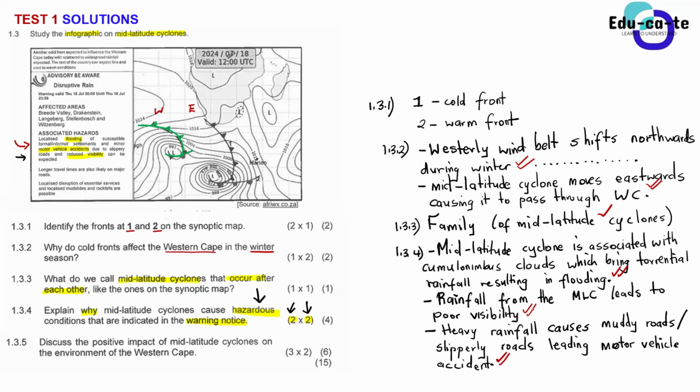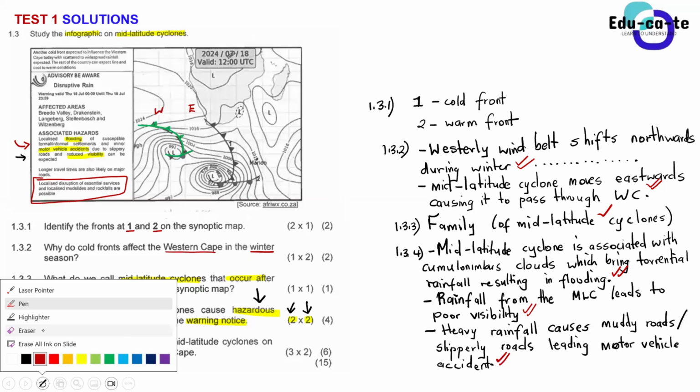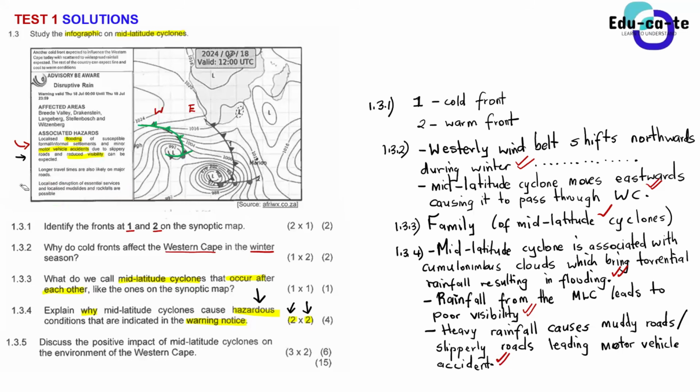There are many things. The mudslides and rockfalls that have been explained are part of the hazards as well. You can talk about rockfalls. When there's a lot of rainfall, there are also rockfalls and mass movements, and those are dangerous for us as people, and they are also caused by the strong winds from the mid-latitude cyclones. So do you get the sense of this question?